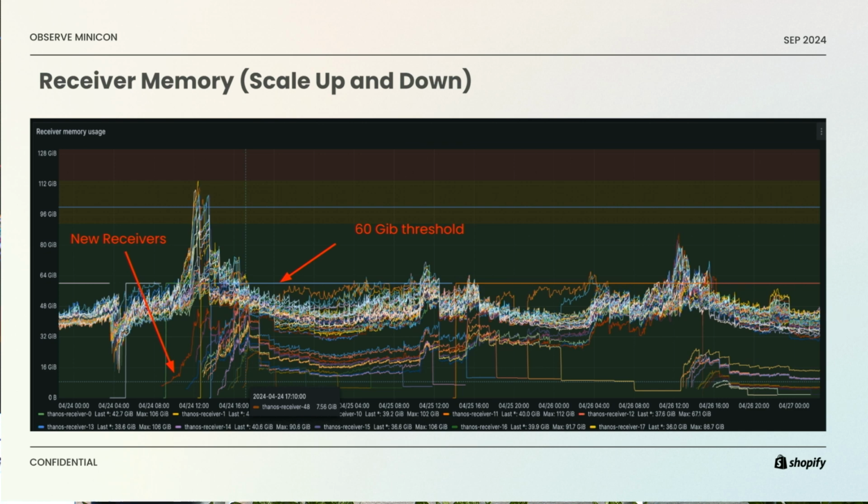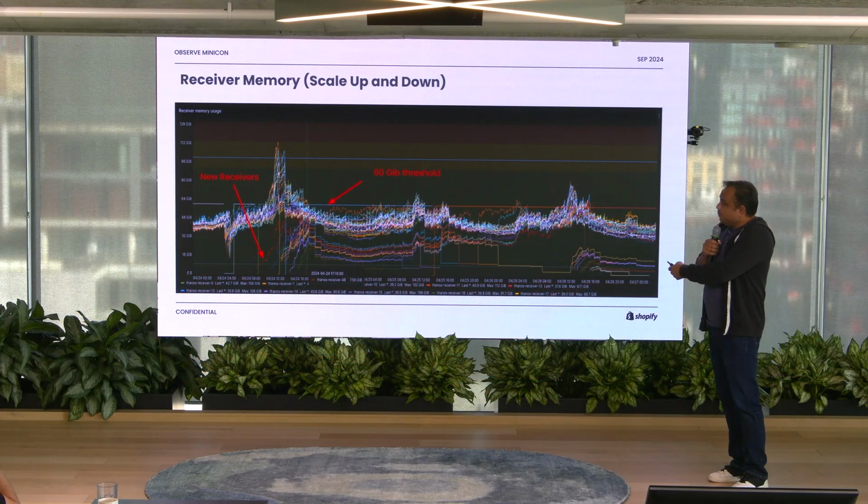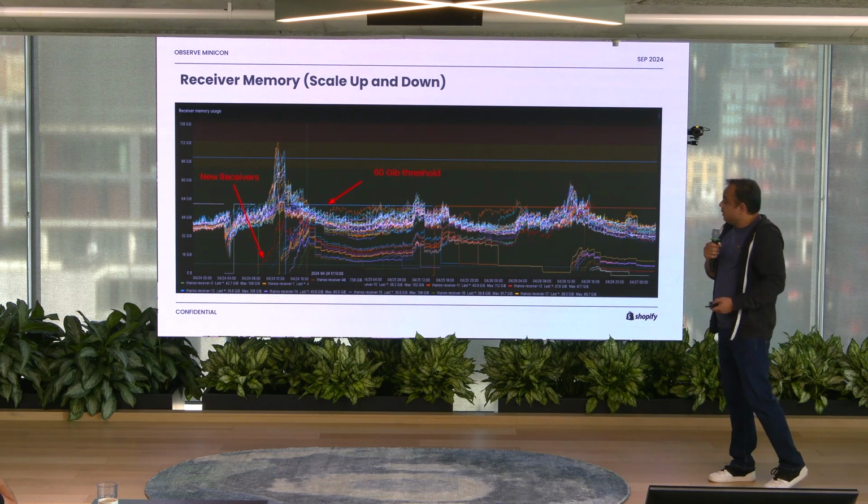And you can see over there, once the receivers did their job, this L-shaped chart is telling us they are scaling down after handling the load. Imagine if an incident happens and we didn't have that: by the time we get paged, it's already too late. We're going to have a full-blown outage.